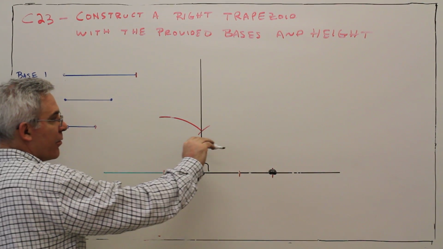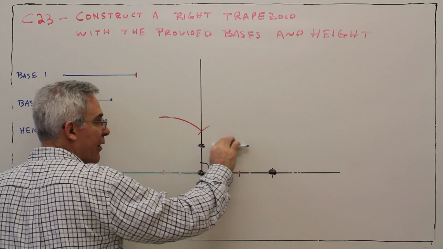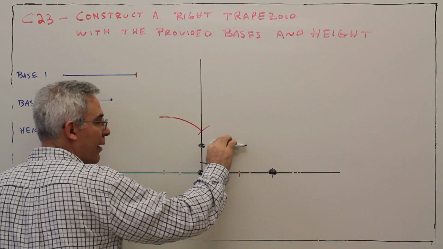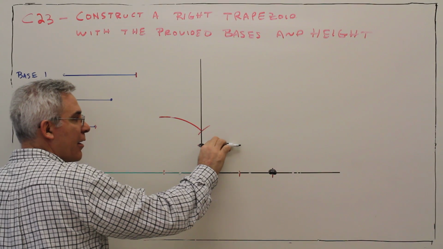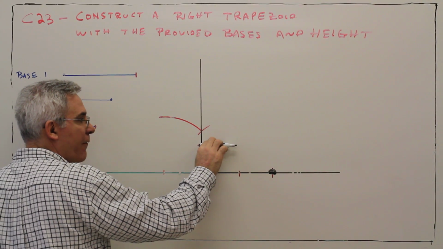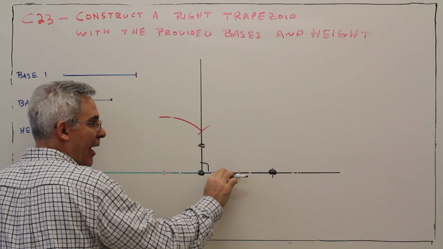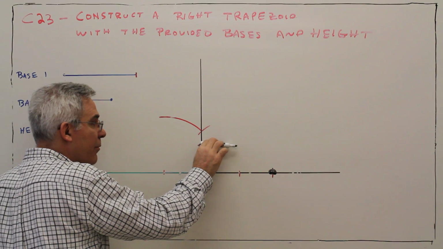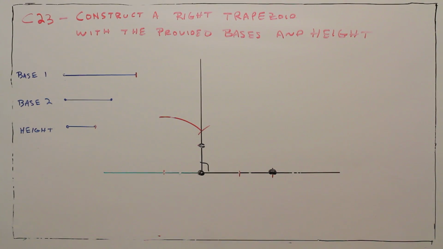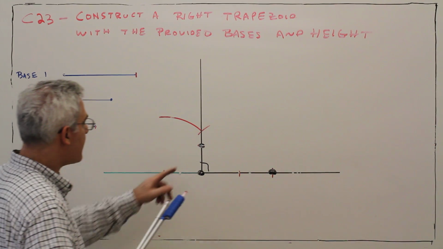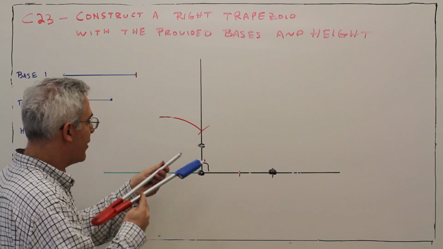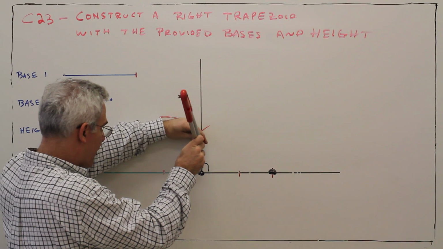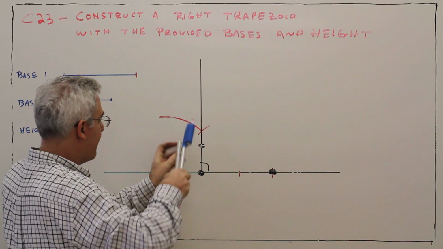Now what I want to do is have this go parallel. Again, what I can do is, if I'm perpendicular here, I know I'll be parallel. There's a theorem in geometry that states that. So I'm going to do another perpendicular bisector thing. So I'm going to force this to be the midpoint. I'll just use the same distance. I already got it set.